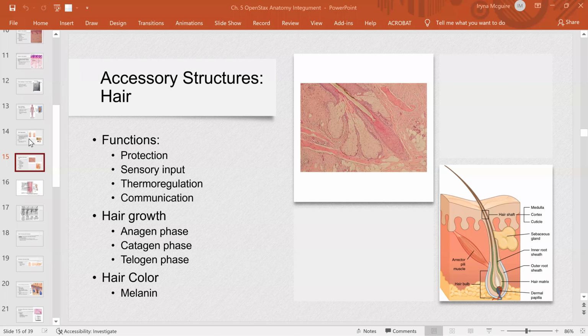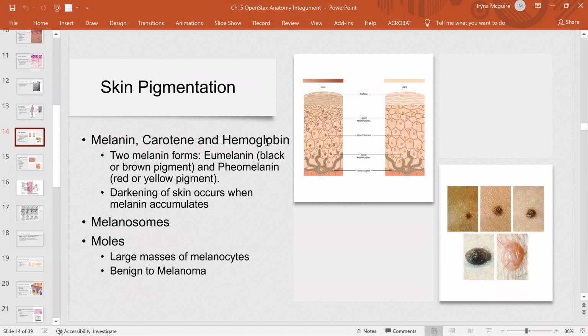It's not just melanin, but it's also keratin and hemoglobin, right? Hemoglobin is the pigment found inside your red blood cells, and keratin you get from your diet. So it also contributes to the skin color. Completely forgot. So hair color depends on melanin.